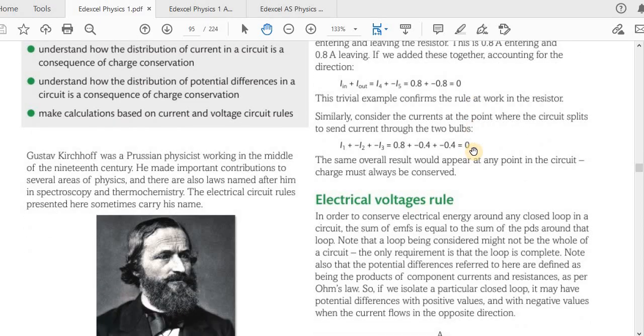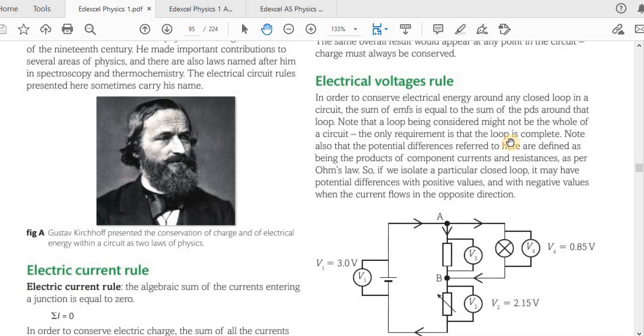So ampere is coulombs per second, so the total number of coulombs entering every second should be equal to the total number of coulombs of charge leaving. That's why we call it the law of conservation of charge. It is being used here, shown as an example.